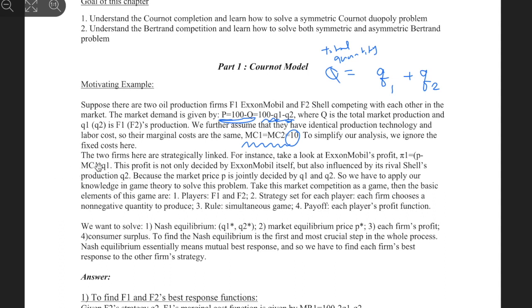And moving on, the two firms here are strategically linked. For instance, take a look at ExxonMobil's profit. The profit of firm 1, or ExxonMobil, equals P minus MC1 times q1. This profit is not only decided by ExxonMobil itself, but also influenced by its rival Shell's production, q2. We're not considering the difference in the price, but we're looking at the quantity difference, the production difference.